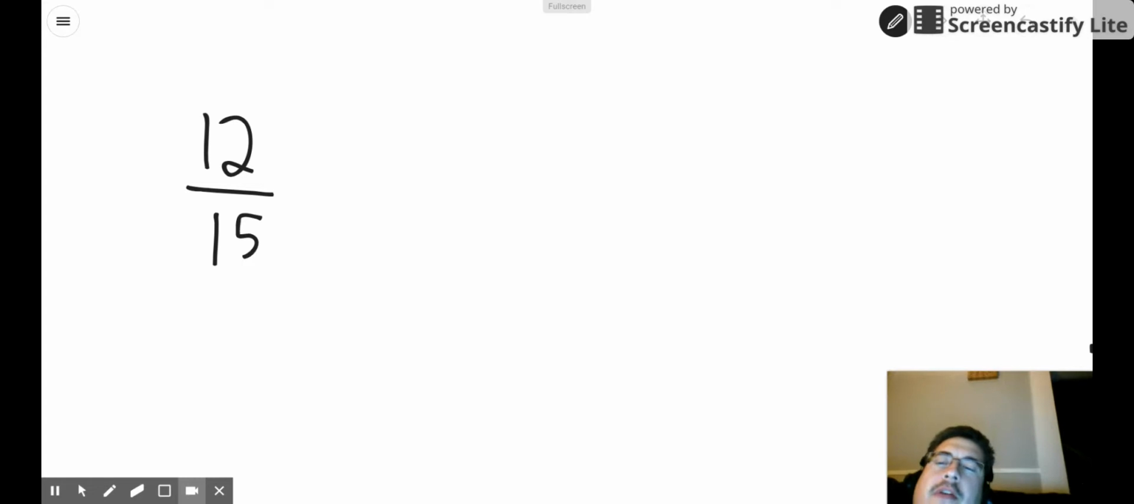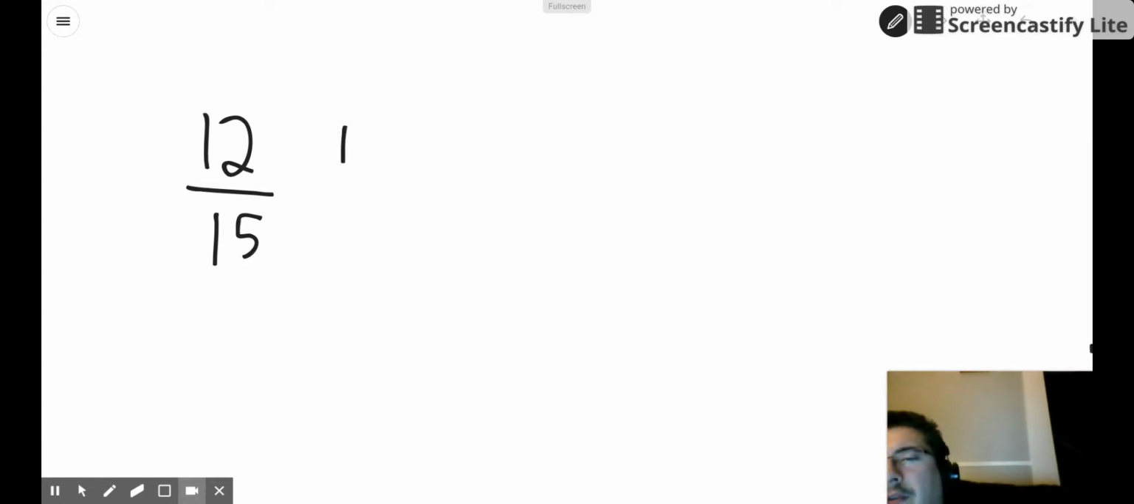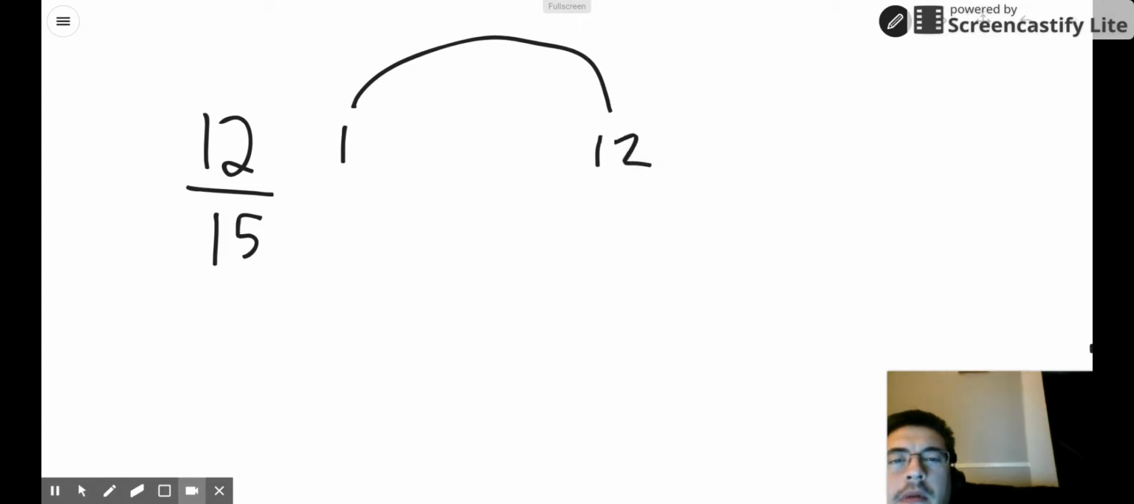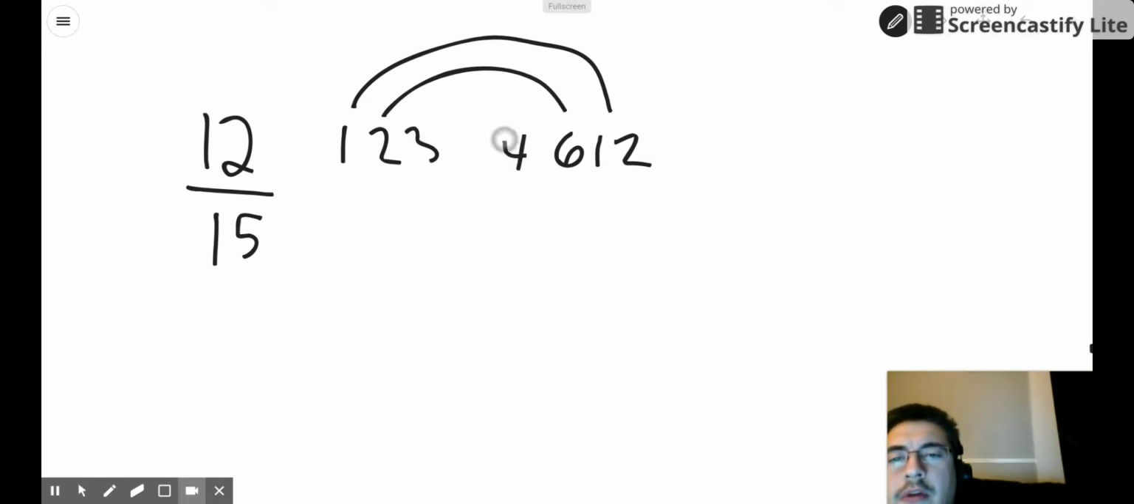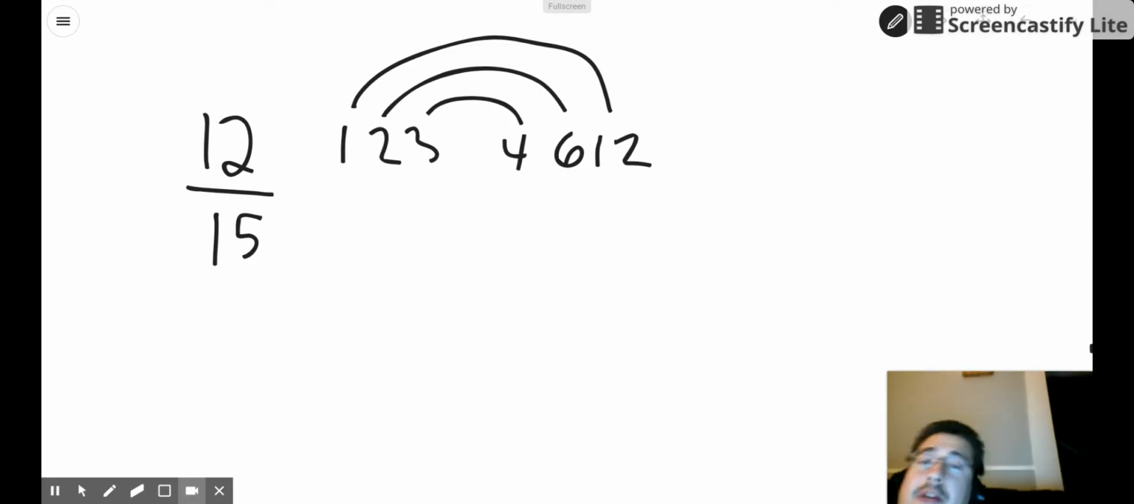write all my factors out for my numerator 12, just like this. So I know that 12 times 1 is going to give us 12, so 1 and 12 are going to work. No, 2 and 6 is another factor pair. I know 3 and 4 is another factor pair. And that's actually it. Those are all the factors of 12.